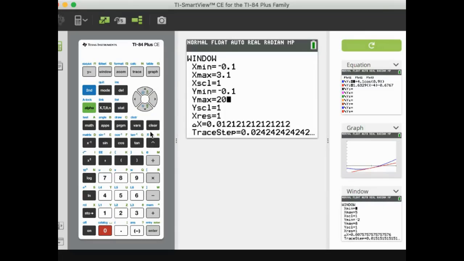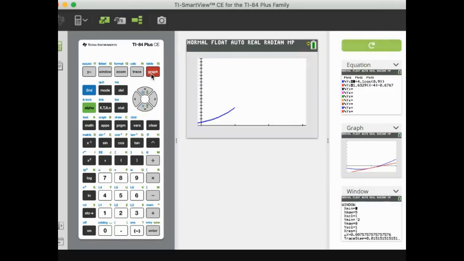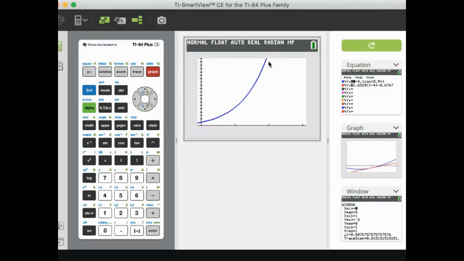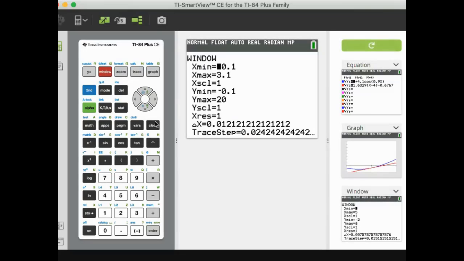Okay, so if I do that and I graph it, oh, it goes off of the screen. If it goes off of the screen, then that means I need a bigger y value. So let me actually make this 100 and see if that's better. But if I go by hundreds, I don't want to count by ones. I'm going to count by tens because it's going to be ridiculous to count by ones.